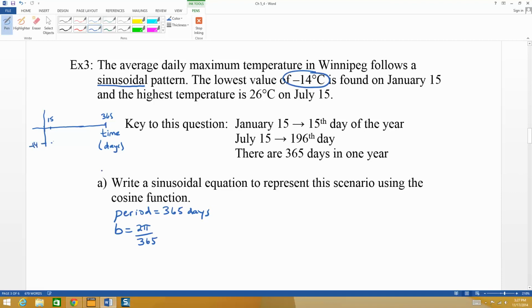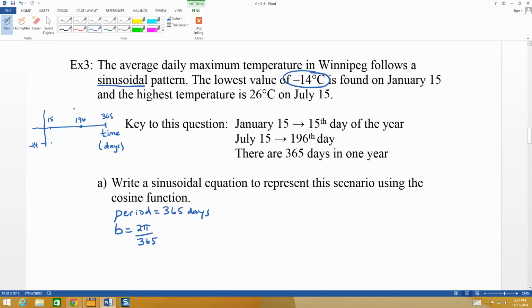So there is a dot. Later on, July 15th, they do a little bit of work for us. They say that happens to be the 196th day of the year. If that's 300, that'd be one, so it'll be somewhere over here. So this is number 196, and that would be my maximum.